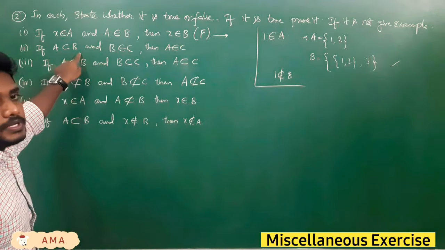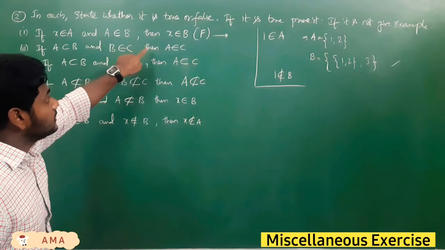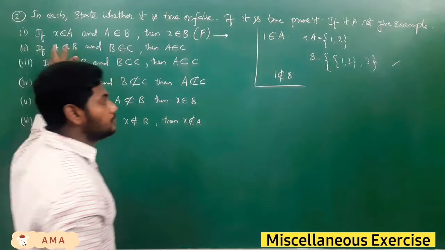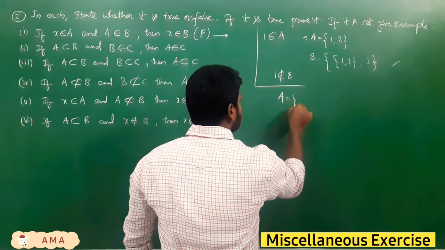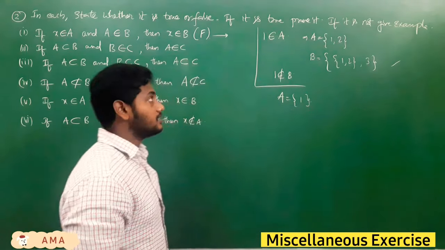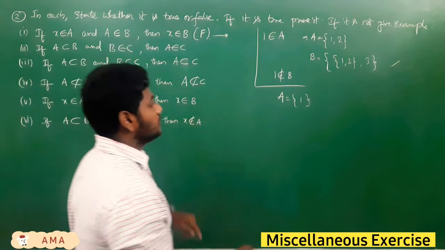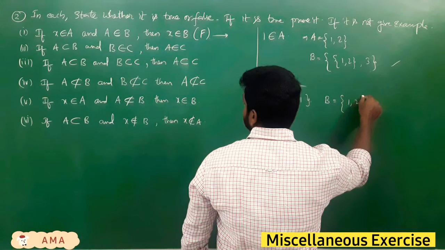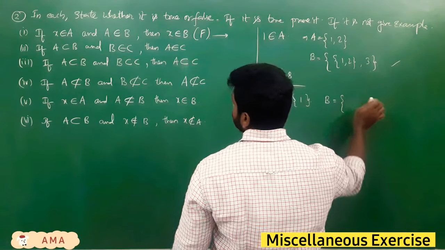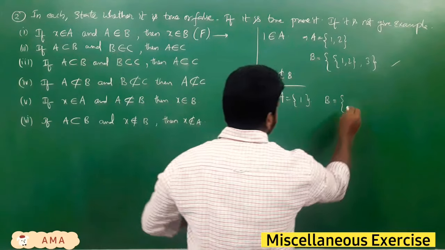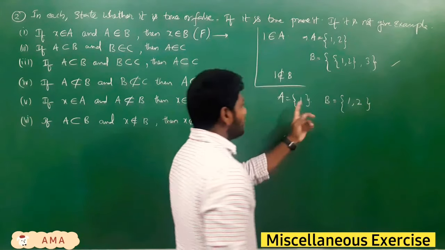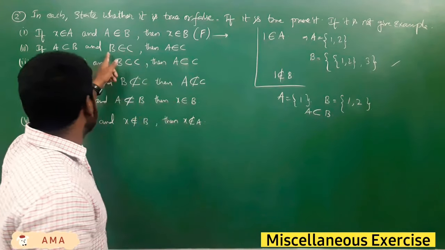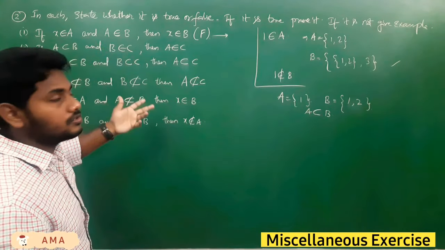Next. If A is a subset of B and B belongs to C, then A belongs to C. So we need to consider an example. A subset of B: I will consider A equal to the set {1}. Simple examples we will consider. A subset of B, that means B will be like {1, 2}. Here A is a subset of B, the first condition, and B belongs to C. These two conditions we should consider.